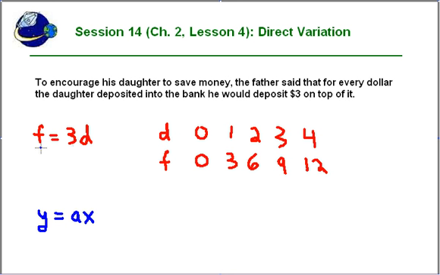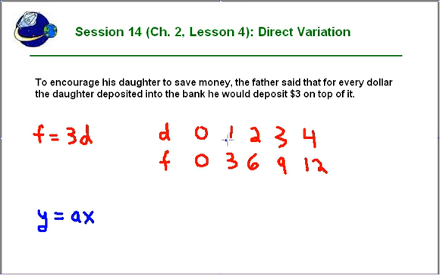So here's the formula. F, which stands for the father's deposit money, is going to equal 3 times D, where D equals the amount of money that the daughter is depositing. So over here is just a quick table that lists 5 different values of amounts of money that the daughter deposits, along with the corresponding amounts that the father would then deposit. So when the daughter deposits $0, so does the father. And that's the F row here standing for the father. The D row standing for the daughter's deposit.